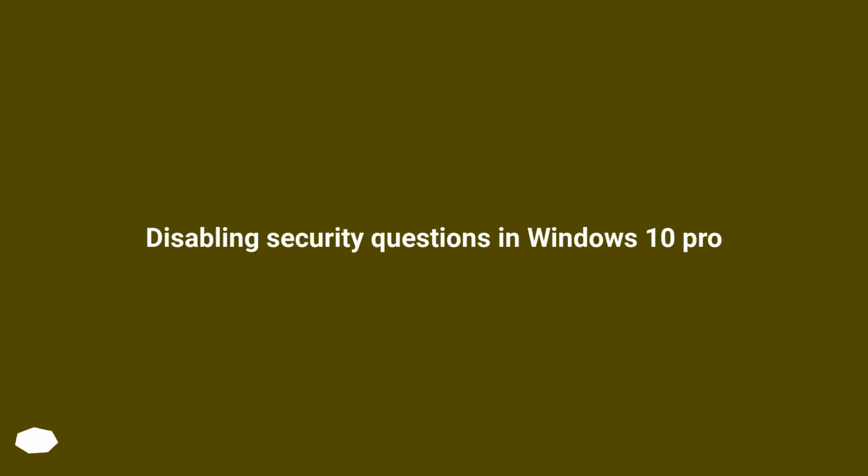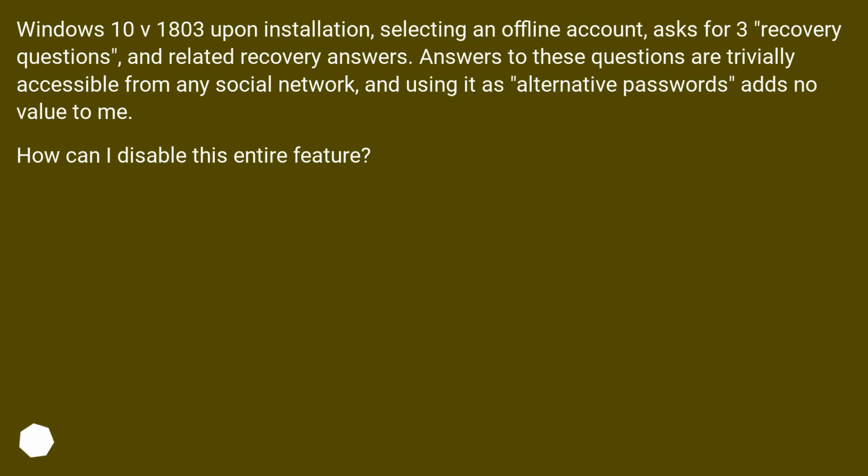Disabling security questions in Windows 10 Pro. Windows 10 v1803 upon installation, selecting an offline account, asks for 3 recovery questions and related recovery answers. Answers to these questions are trivially accessible from any social network, and using them as alternative passwords adds no value to me. How can I disable this entire feature?